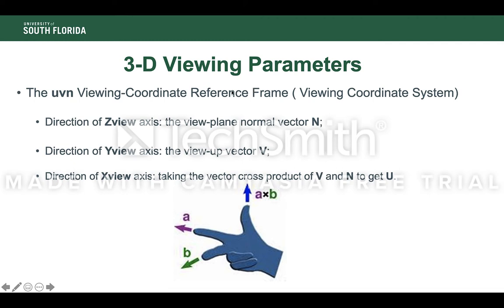Some other parameters include the UVN viewing coordinate reference frame, where the direction of the Z view axis is the view plane normal vector N, the direction of the Y view axis is the view up vector V, and the X view axis is the vector cross product of V and N to get U. This is the right-handed coordinate system I was mentioning, where you have the A vector, the B vector, and one perpendicular to the plane containing A and B, which is the vector cross product of A and B.